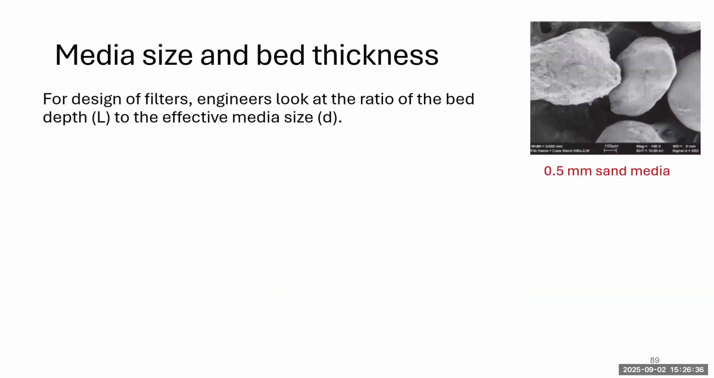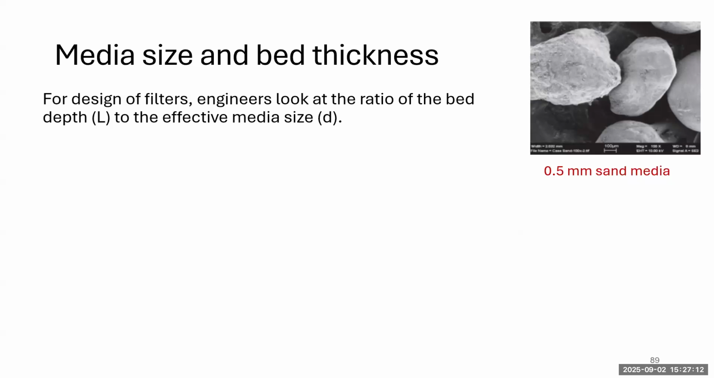And in general, when engineers design filter beds, they're looking at a ratio between the depth of the bed and the effective media size, or you might say the average media size. And I have an example here I'm going to show you with a sand media. It has a diameter of half a millimeter, 0.5 millimeter sand. And you see it's not exactly spherical, but that's what it looks like. It's close enough to function as a media.